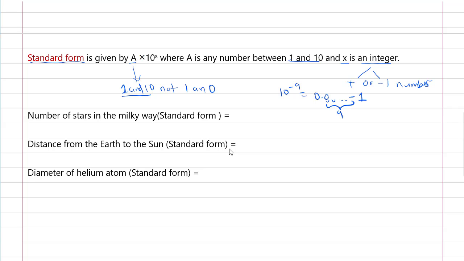Number 10 in this standard notation is known as the exponential part, whereas the power is called the exponent part. And finally, the first number to the left is called the decimal part.